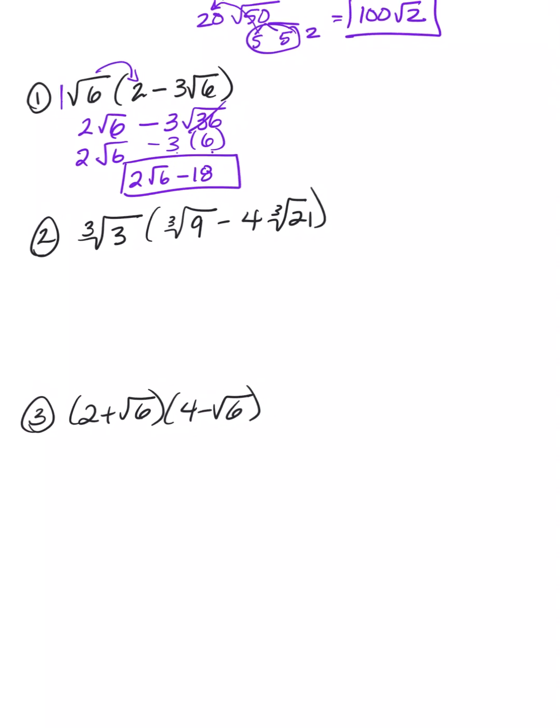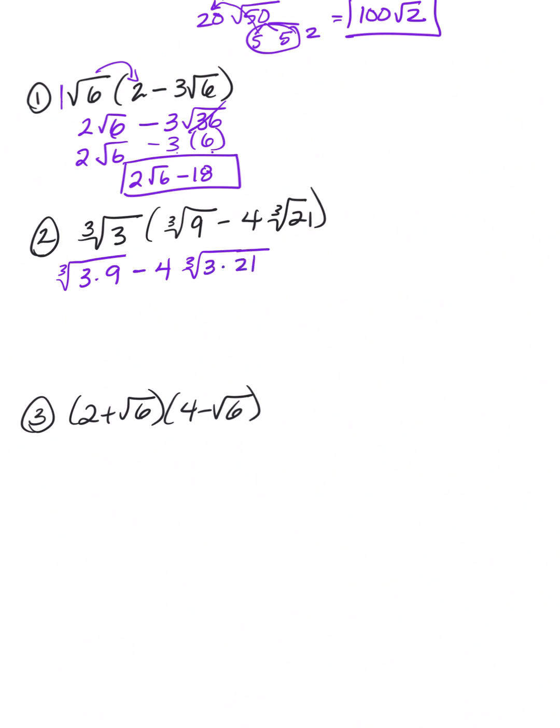Let's look at number 2. Cube roots. Well, the rule's the same, okay? Outside to outside, inside to inside. Your index numbers, these little numbers right here, should match, and they do, so we're good. Now, these are all cube roots, so I'm just going to keep what I have multiplied together inside the radical. And then when I distribute, I have minus 4 cube roots of 3 times 21.